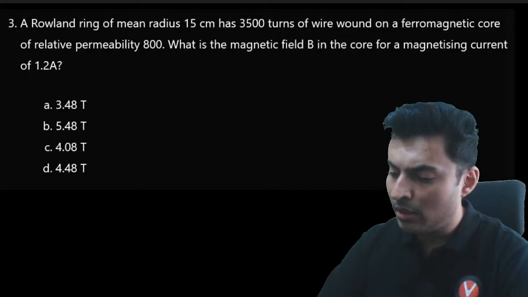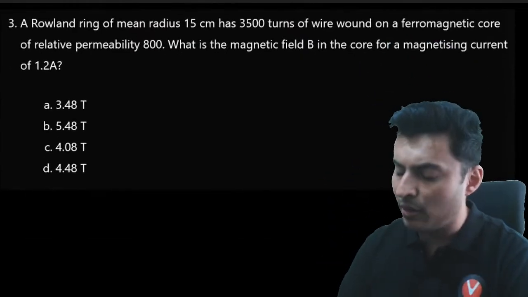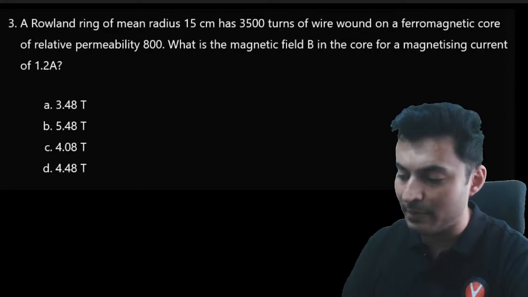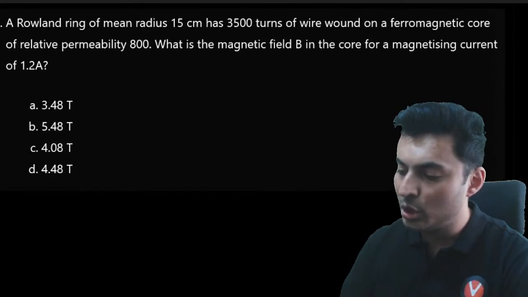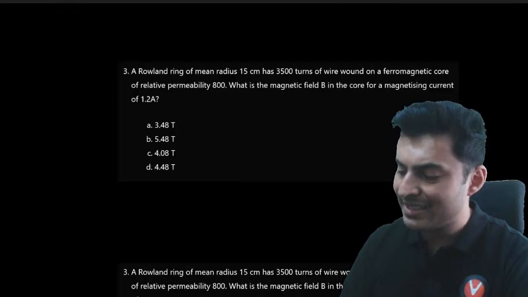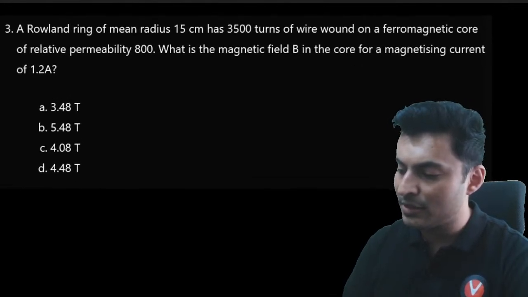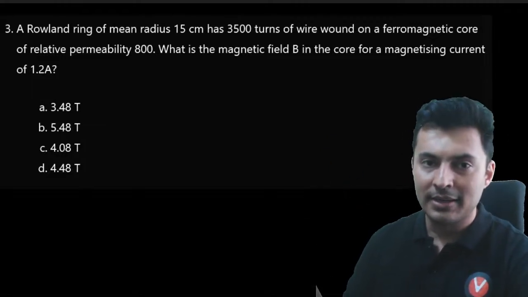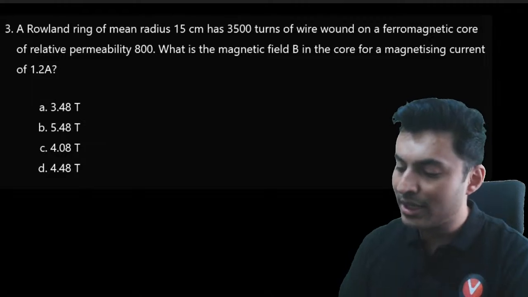Okay. Let's see. A Rowland ring of some mean radius has some turns of wire wound around a ferromagnetic core of some relative permeability. What is the magnetic field in the core for a magnetizing current of 1.2 amperes? Basically, this is like a toroid. You can think of it like that. The radius is given. It has this many turns of wire wound on that core for a given relative permeability, just like a coil. So radius is given, turns are given, permeability is also given, and your current is also given.